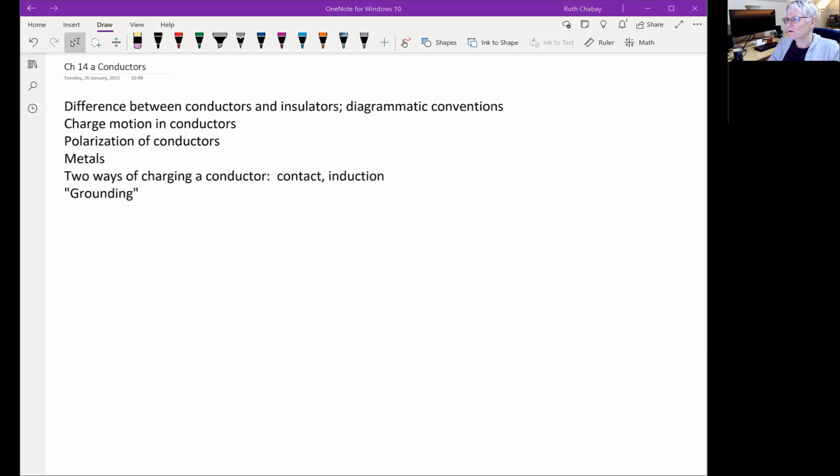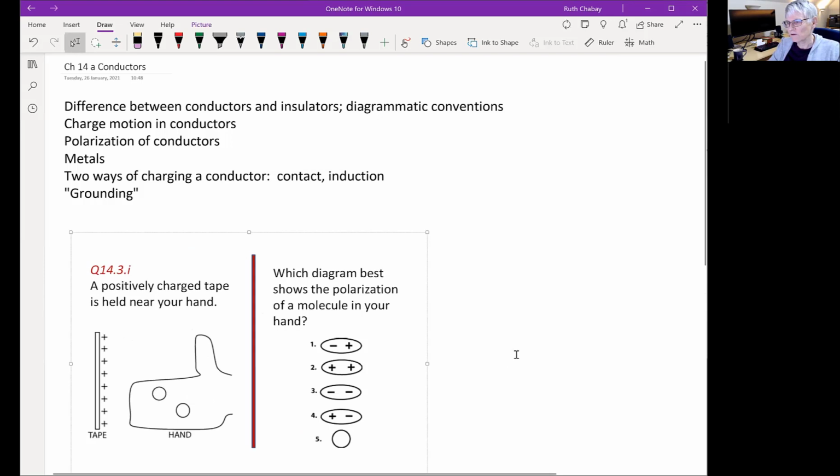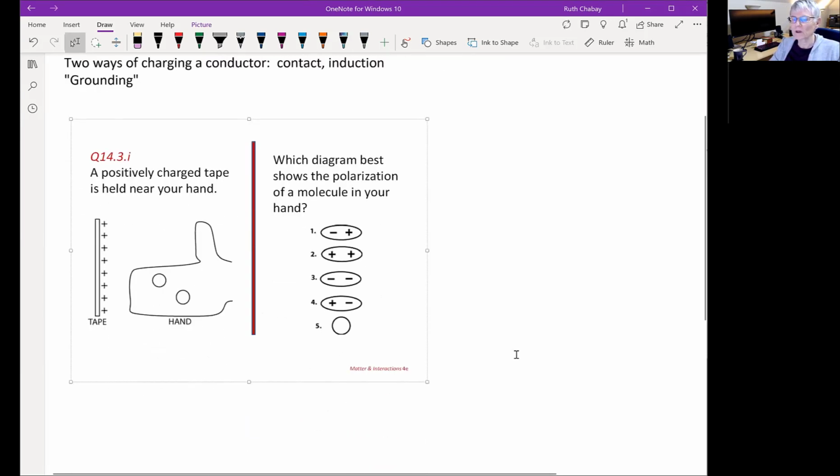Let's start with review. So we found that we could charge invisible tapes by just pulling them off some other surface. We don't know quite whether electrons got transferred or ions got transferred, but the net effect is the tape is charged. So if we hold a positively charged tape near our hand, which of these diagrams best shows the polarization of a molecule in your hand by the tape?